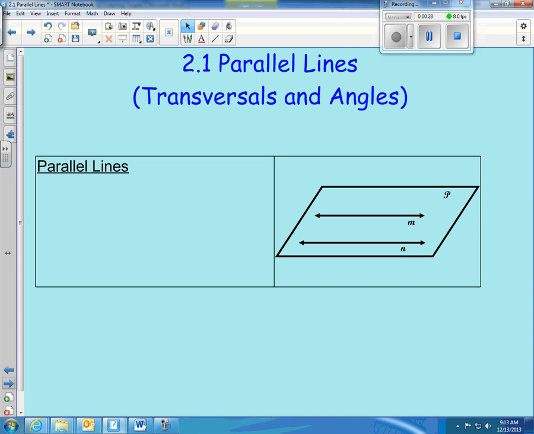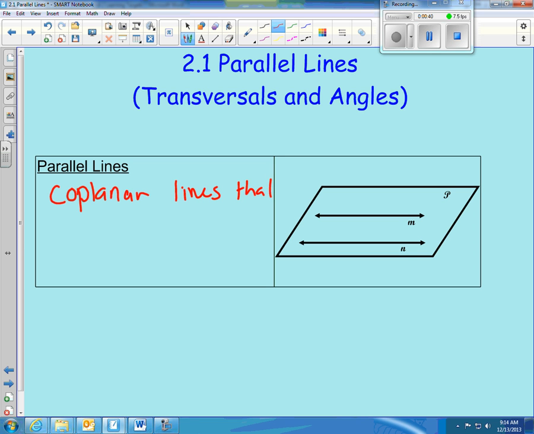All right, so let's just chat about, well, what is a parallel line? Well, parallel lines are coplanar. We talked about that in the last unit. Coplanar means they're on the same plane. Coplanar lines that do not intersect. So we would look at this example here, and we would say M is parallel to N.